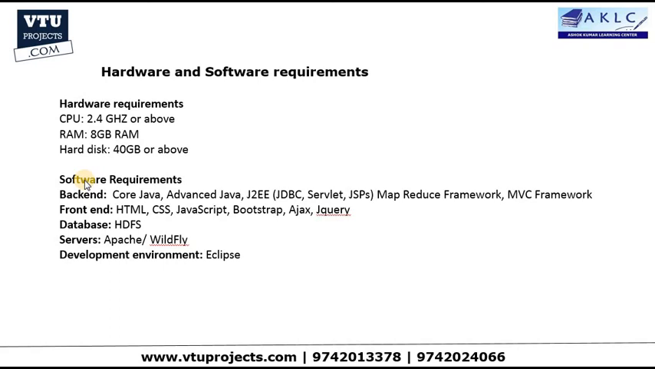Coming to the software requirements, here you are going to explain the details of the technologies you are going to use for implementing this project. In the backend we are going to use core Java, advanced Java, J2EE, which includes JDBC, servlets, JSP as well, and also Hadoop's MapReduce programming, and J2EE is a model view controller framework in the backend. In the front end, for developing the web pages and the user interface design, we are going to use HTML, CSS, JavaScript, and an HTML framework called Bootstrap, followed by Ajax and the jQuery framework.